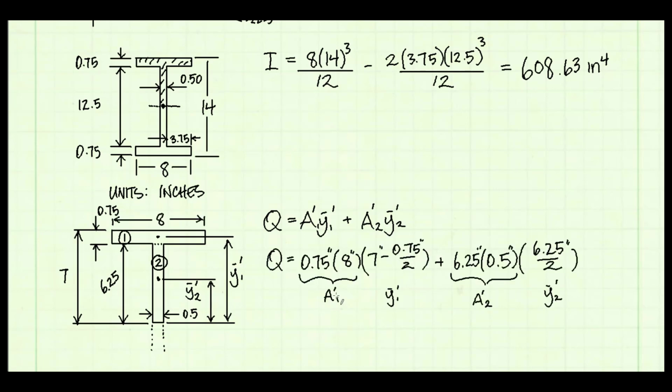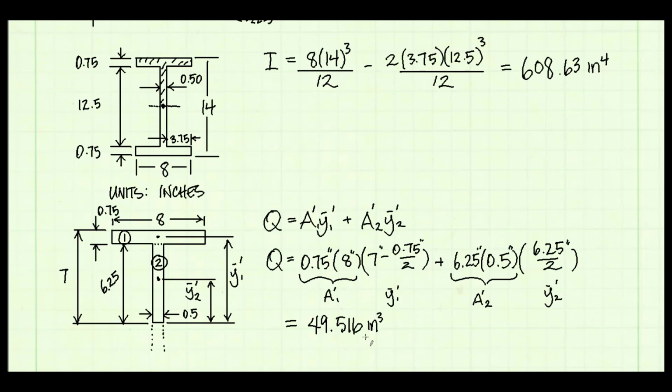And here's my calculation. A prime for piece 1 is 0.75 inches tall by 8 inches wide. And the y bar prime for piece 1 is the full 7 inches, that's from the centroid up to the top edge of the cross-section. And then I'm going to come back down just half of that 0.75 inch dimension. For piece 2, it's 6.25 inches tall and 0.5 inches wide, and the y bar prime is just half of 6.25 inches up. And I calculate Q.